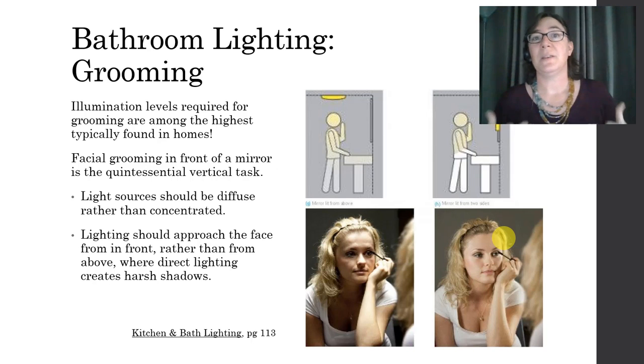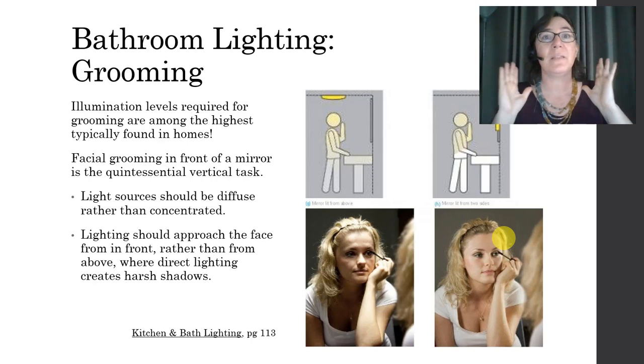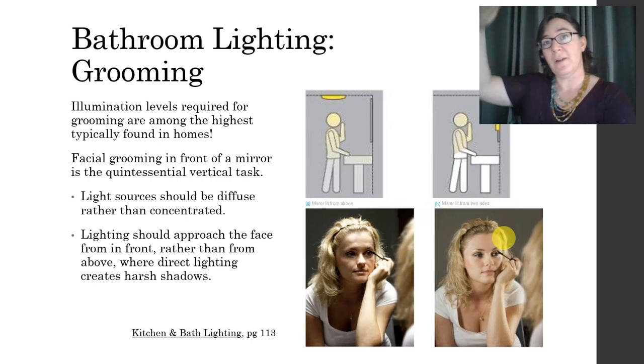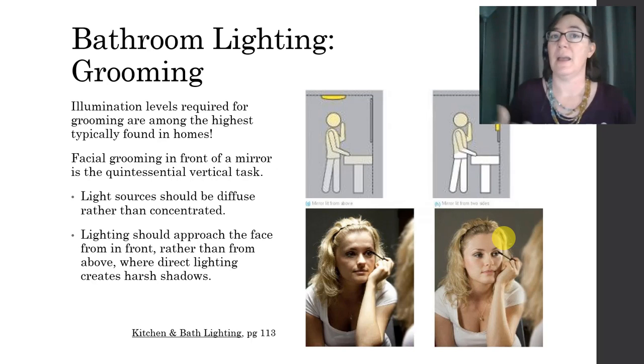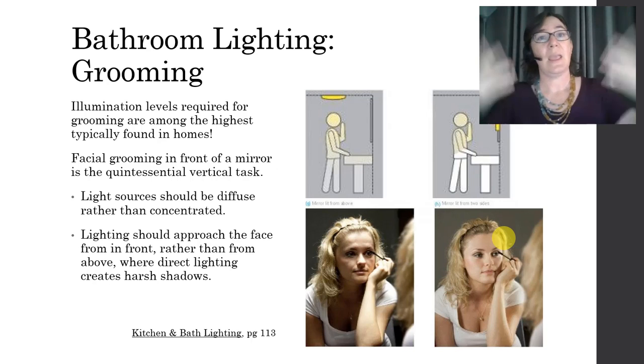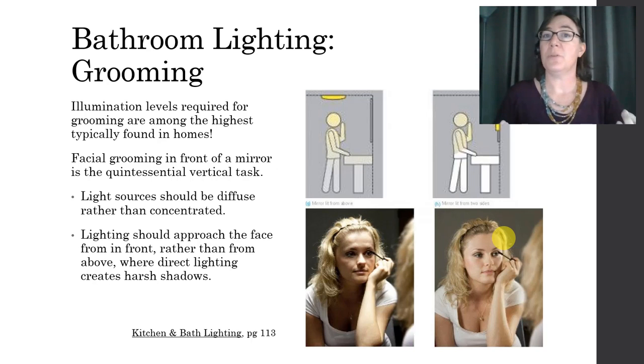Next, let's talk about the different tasks and activities that happen in a bathroom and how to light them. The major one is the grooming task. Turns out the illumination levels required for the grooming task are just about the highest that you can have in a house. And the facial grooming in front of a mirror is a very vertical task. So your light sources should be diffuse rather than concentrated, and you want to, in general, approach the face from in front rather than from above.